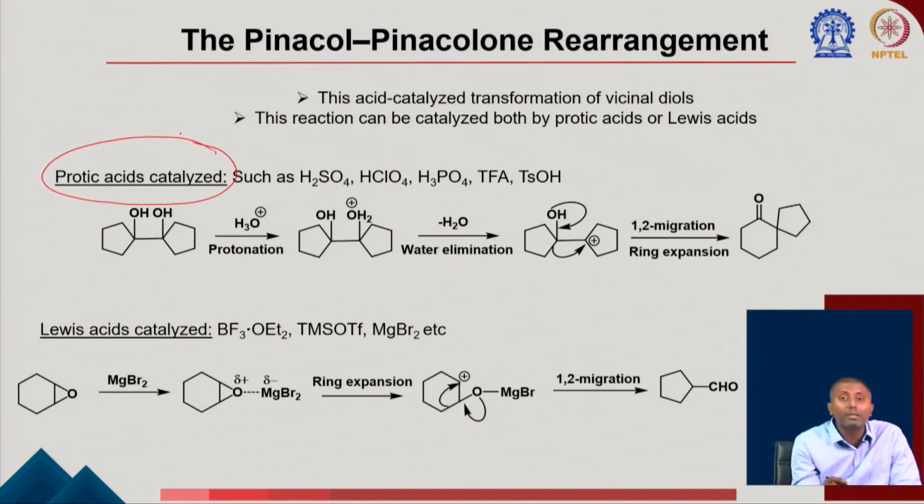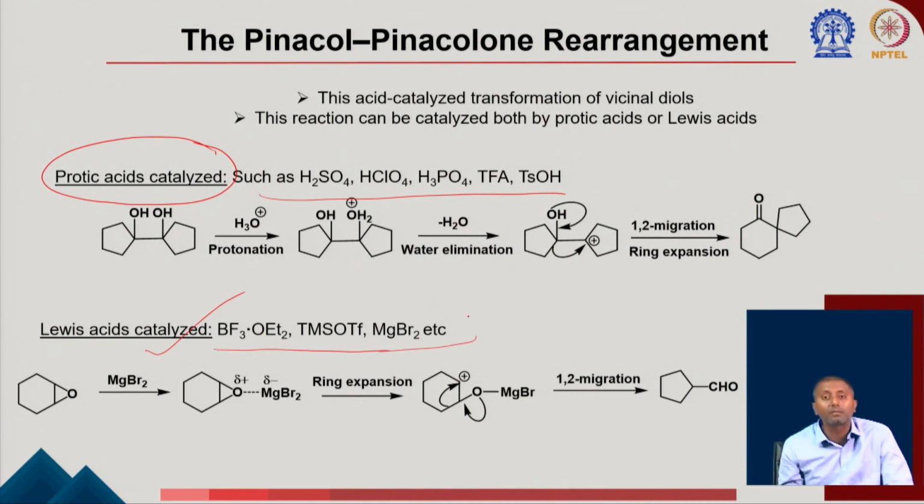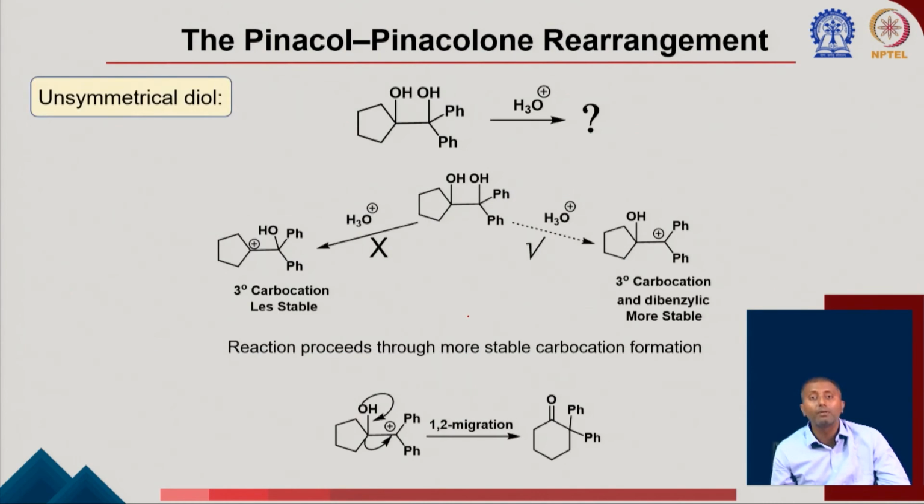If I'm talking about acid, then there are two different classes of acid we can say. One is protic acid, another is Lewis acid. So we can talk about using protic acid, this reaction can be done. The reaction can also be done with Lewis acids like BF3 etherate, TMS triflate, magnesium bromide and others. Okay, so now we are going to go through some of these examples and try to understand them.